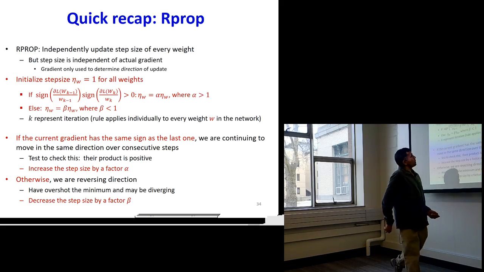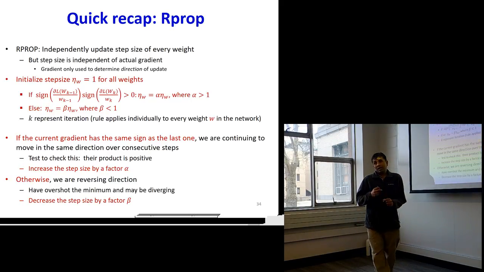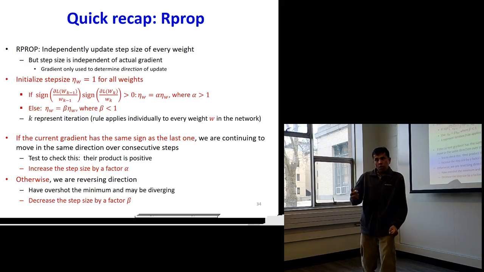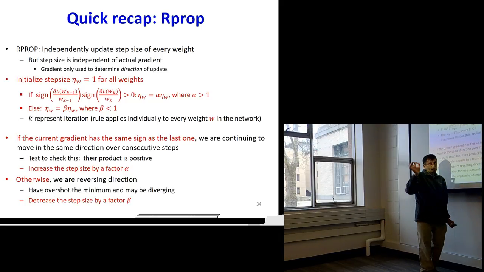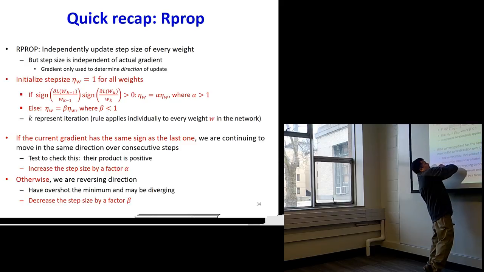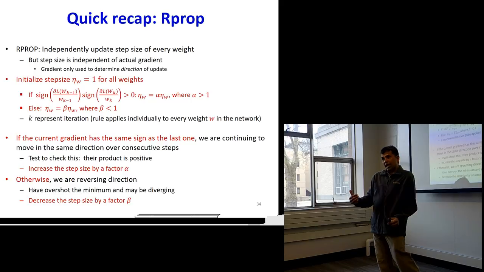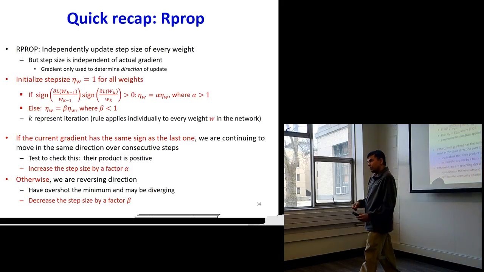So that's exactly what we do in R-prop, except R-prop is a kind of extreme algorithm. You don't use the value of the gradient, you only use the sign. The idea is very simple. This rule applies individually to every parameter in the network. If the sign of the gradient with respect to a parameter in the previous iteration is the same as the sign of the gradient with respect to that parameter in the current iteration, you're going to increase the step size by a factor alpha, where alpha is greater than 1.